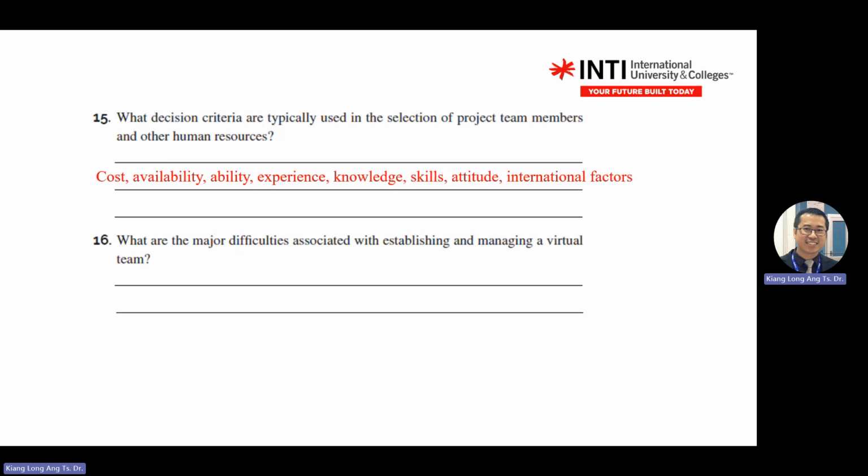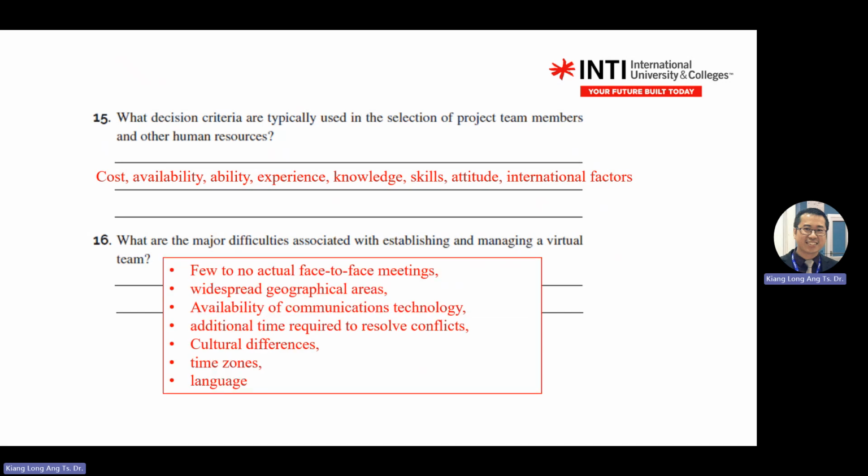Okay. International factor. This one is exposure, work exposure. If this person worked in a different country before, he might have a higher chance of managing an international team.